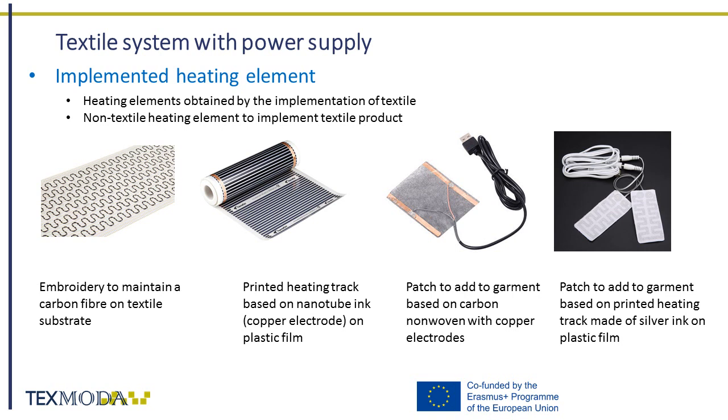The element has to be inserted in a textile structure, for instance. Another example is this patch based on carbon nonwoven with copper electrodes. The last example is a plastic patch with heating track based on silver ink. Again, these patches must be inserted in textile structure.